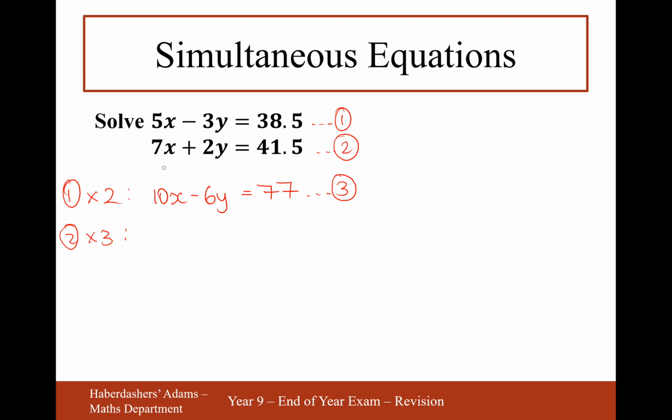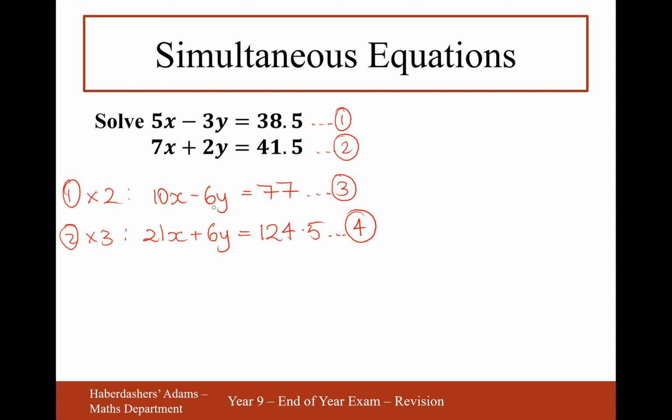And then tripling the second equation, that's 21x plus 6y equals, and then 41.5 times 3 gives me 124.5. That's equation number 4.